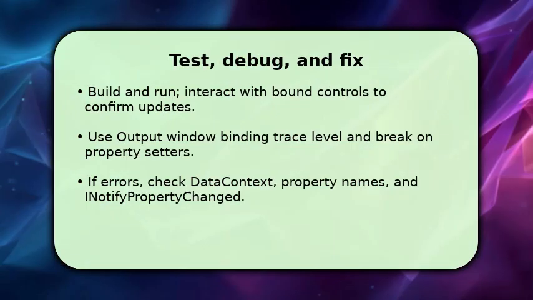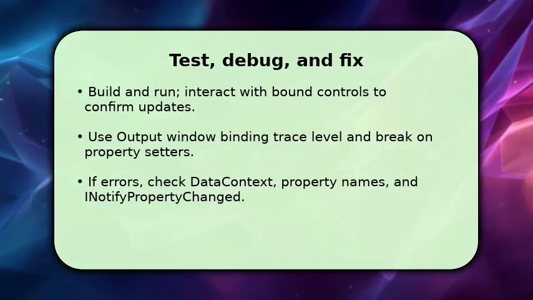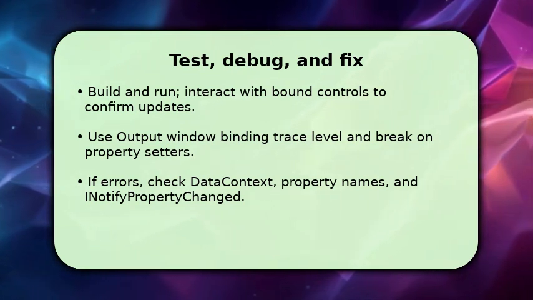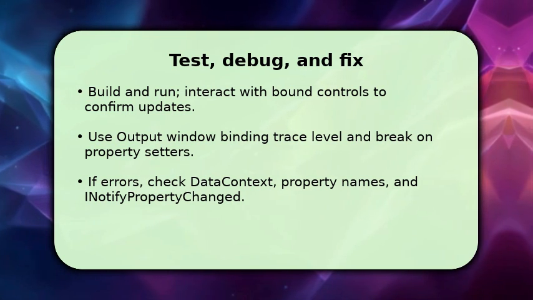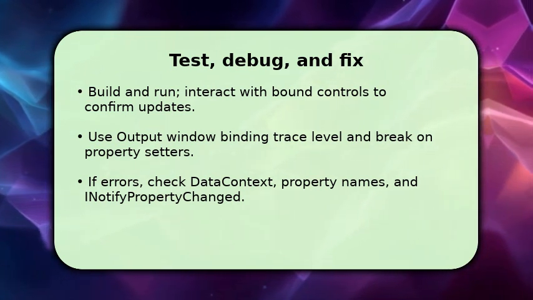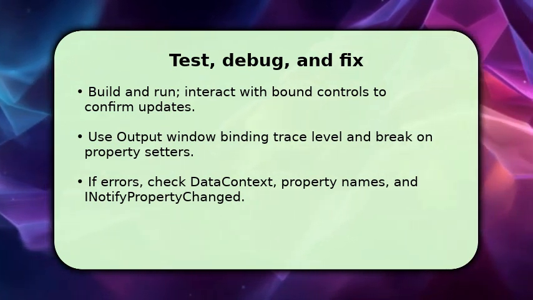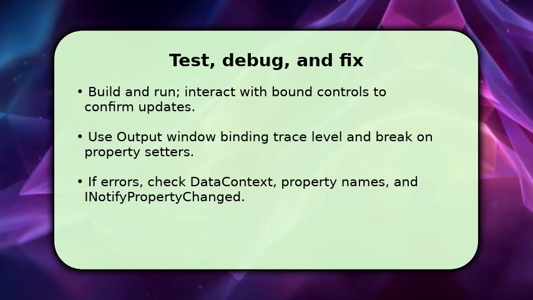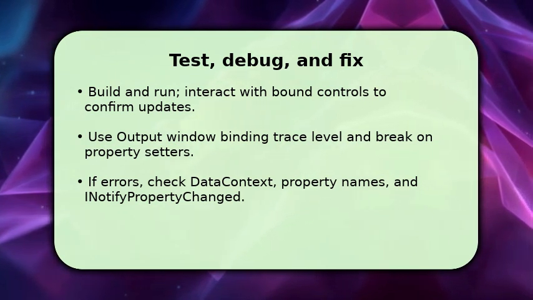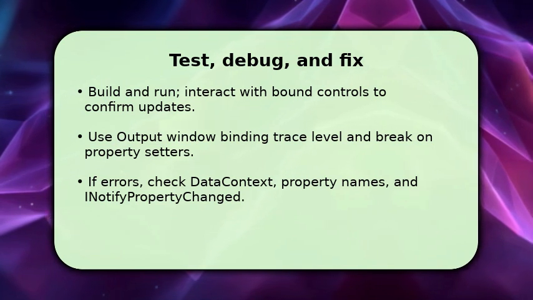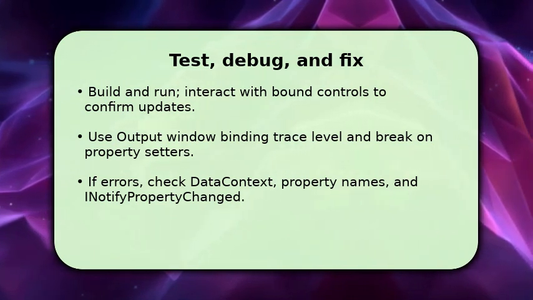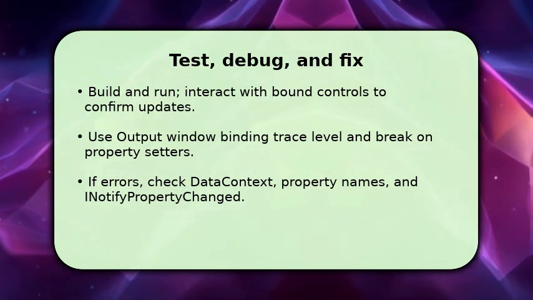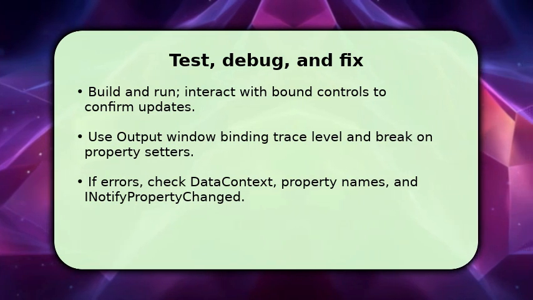Finally, build and run the app and interact with bound controls to confirm data flows both ways. If something fails, enable WPF binding trace messages in the output window or set presentation trace sources in XAML to see binding failures. Use breakpoints inside property setters to verify code is reached. Make sure property names match exactly, DataContext is set before InitializeComponent returns, and that INotifyPropertyChanged raises PropertyChanged. If bindings still fail, restart Visual Studio and clean/rebuild to clear stale designer caches.